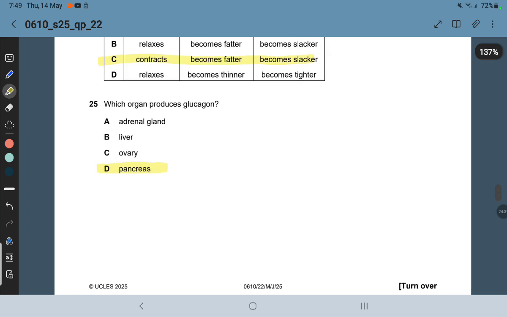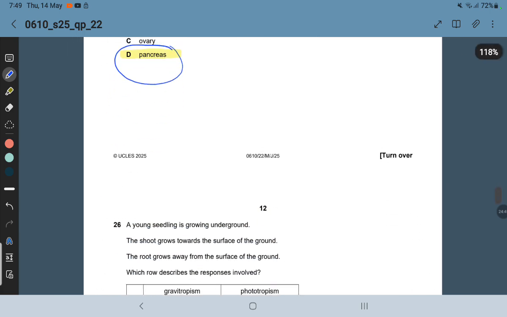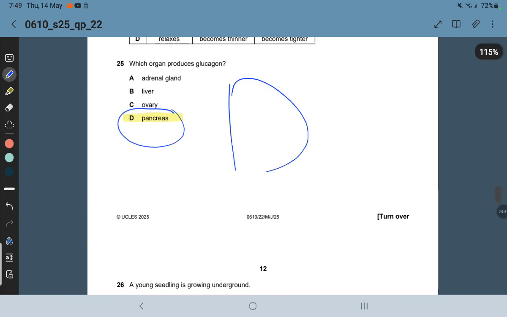25. Which organ produces glucagon? Obviously it's the pancreas, and I told you that in the previous question when we talked about physical digestion. So of course it is your pancreas.